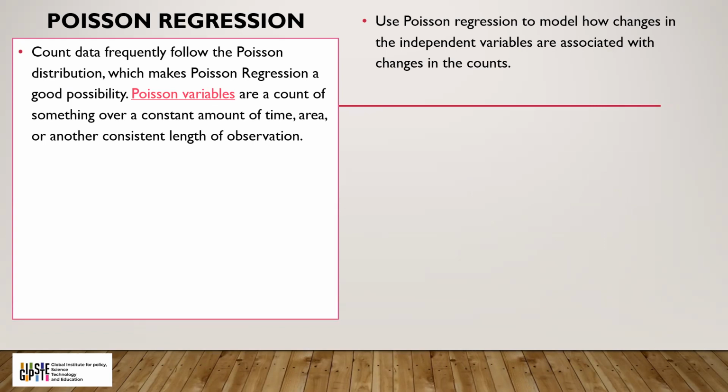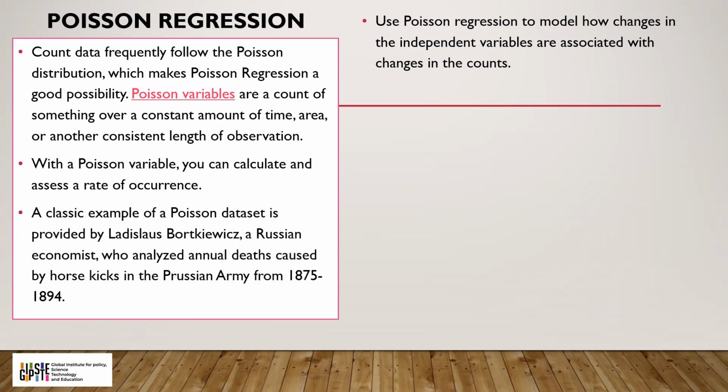The first is the Poisson regression. Count data frequently follows the Poisson distribution, which makes Poisson regression a good possibility. Poisson variables are counts of something over a constant amount of time, area, or another consistent length of observation. So use Poisson regression to model how changes in the independent variables are associated with changes in the counts. With a Poisson variable, you can calculate and assess the rate of occurrence.